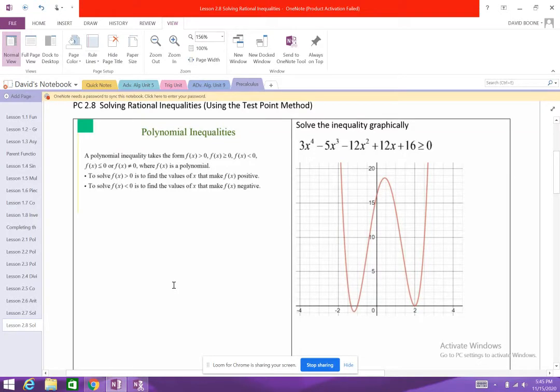All right, hello, and welcome back to Chapter 2. We'll be looking at Lesson 8 on solving rational inequalities. We'll be doing that by what's commonly known as the test point method. What we'll do is have some understanding of just where a function is positive and where a function is negative. And that's what we're explaining in this little area right there.